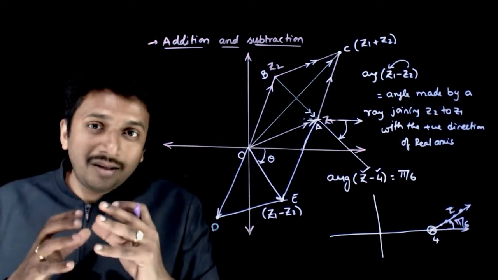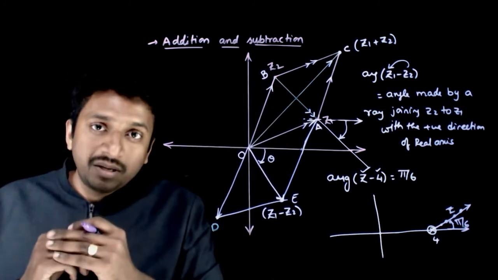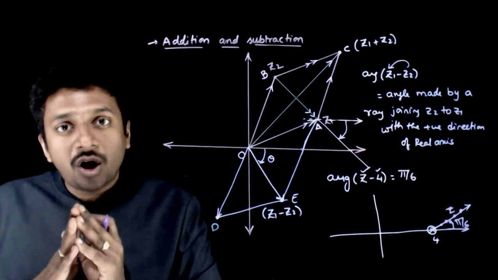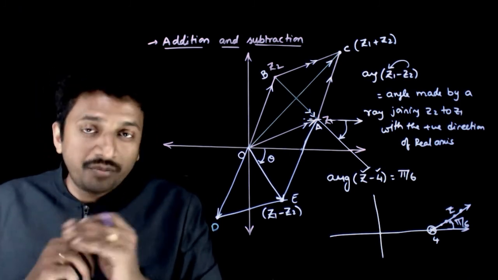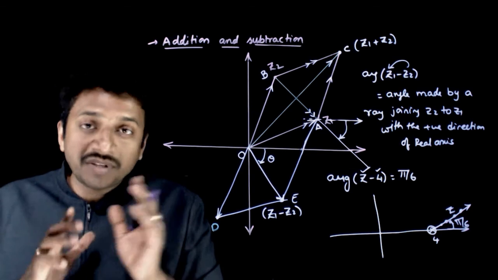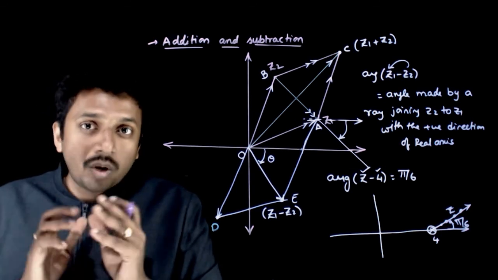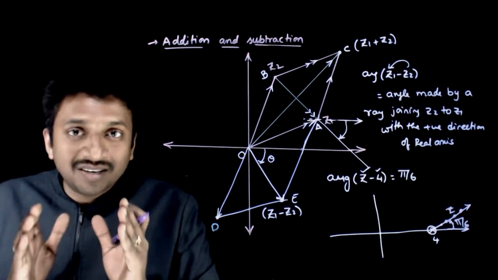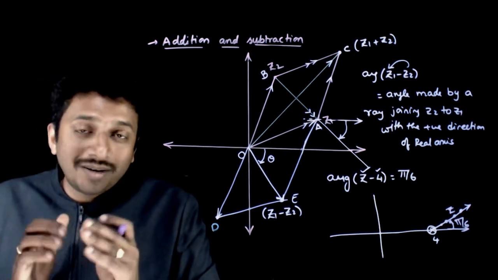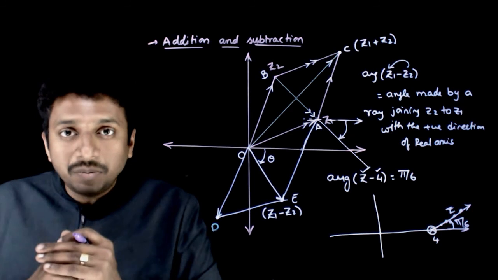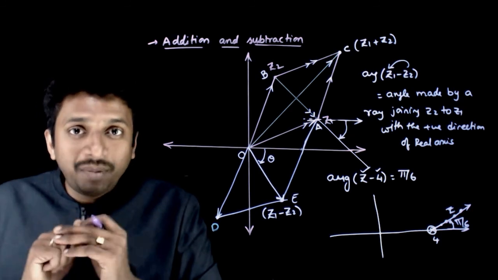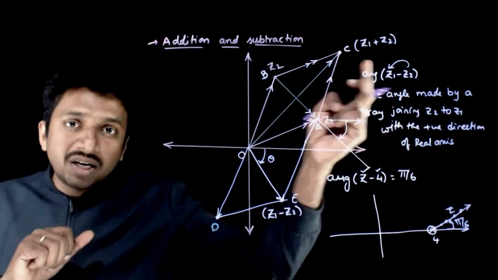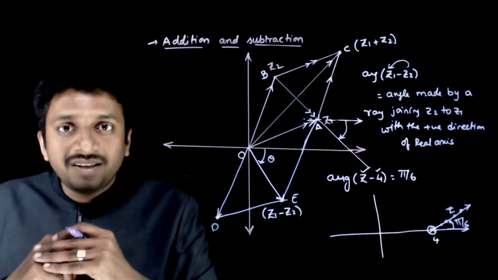We have not concentrated much on addition because subtraction is the most commonly used operation in solving problems. In terms of subtraction, you need to remember two things. What is the meaning of mod of Z1 minus Z2? It is nothing but the distance between Z1 and Z2. What is the meaning of argument of Z1 minus Z2? It is the angle made by the ray joining Z2 to Z1 with the positive direction of the real axis.